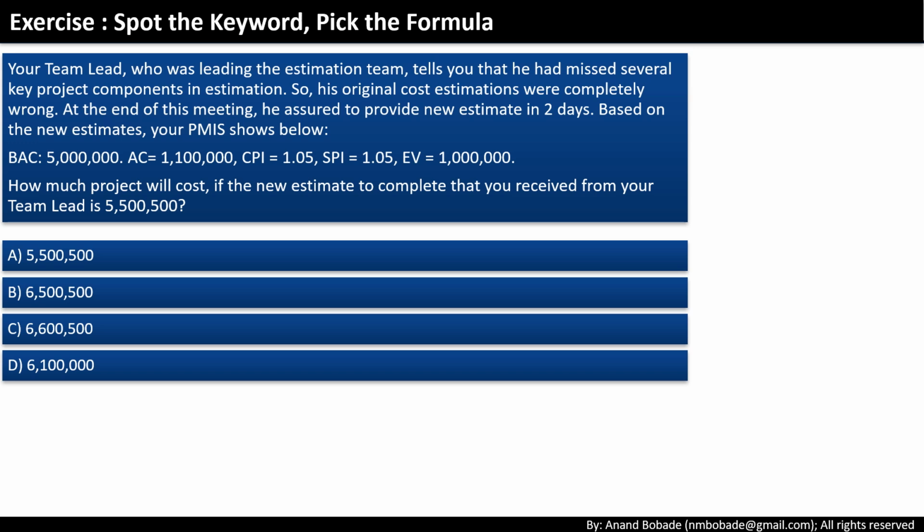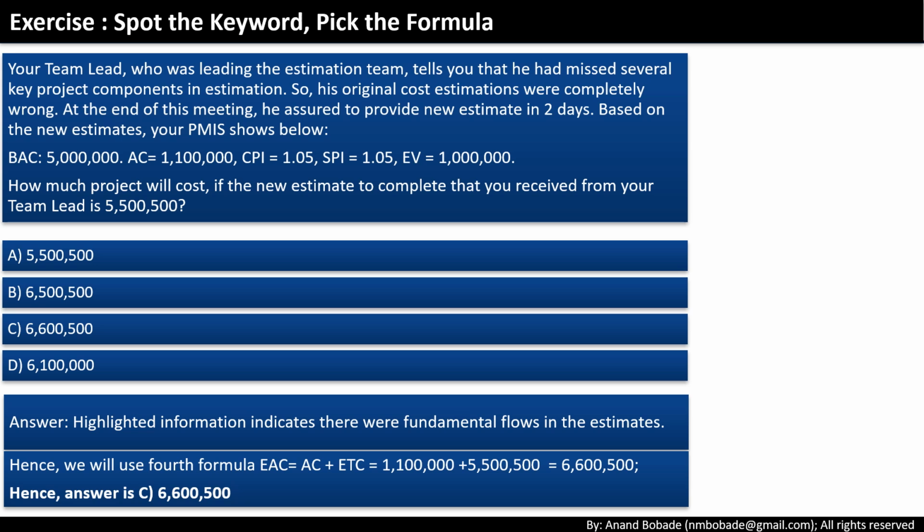Another exam style question. BAC is 5M, AC is 1.1M, EV is 1M. The question clearly says original estimates were flawed. This is a signal, use the re-estimation formula. So, EAC equals AC plus new ETC equals 1.1M plus 5.5M equals 6.6M. Answer C. Notice how examiners test you. They add small keywords like flawed estimates, continue with the same CPI, or no variances. Your job is to spot them quickly and pick the right formula.